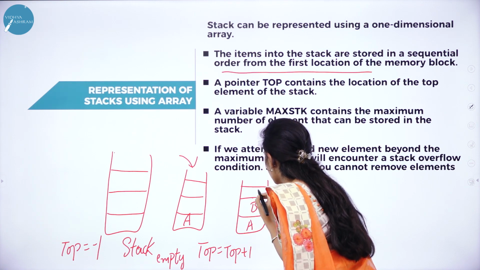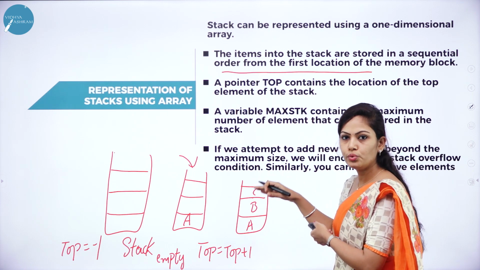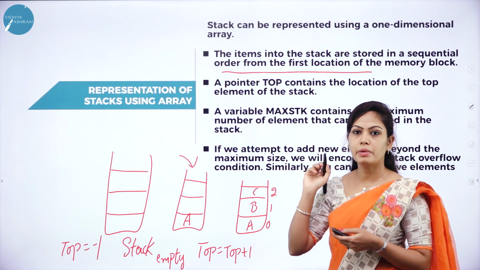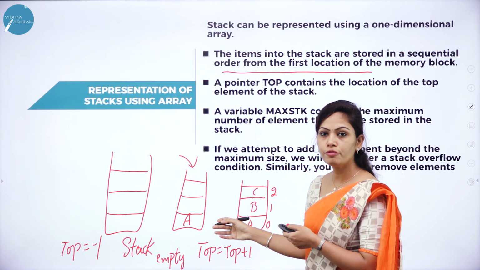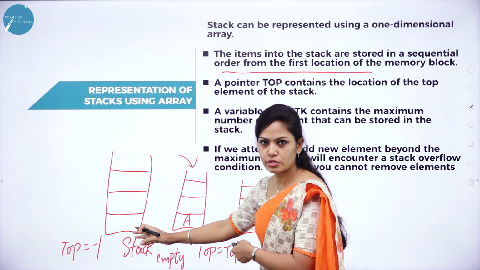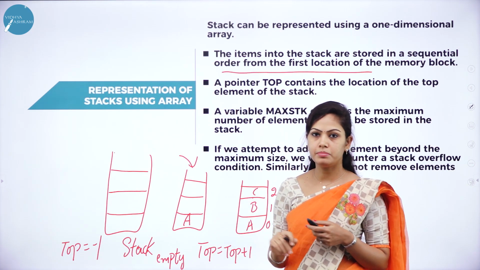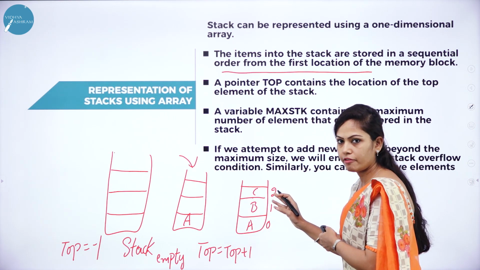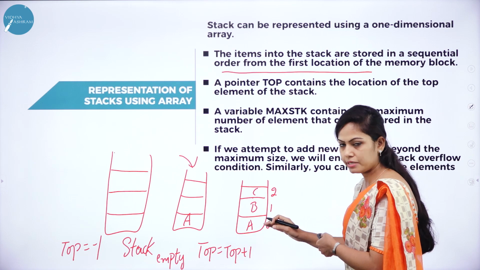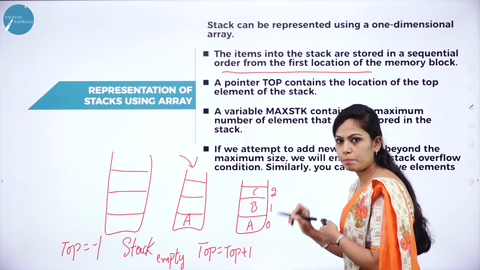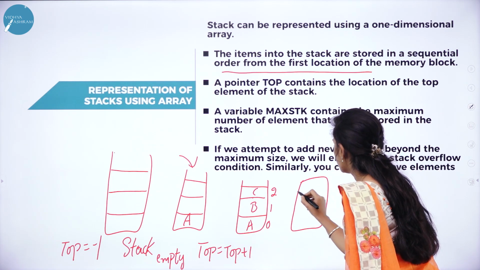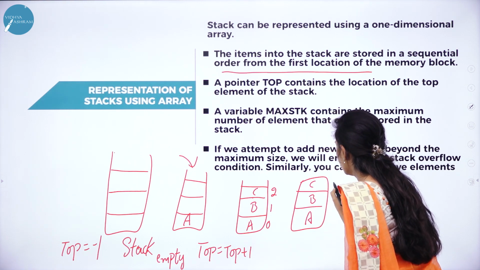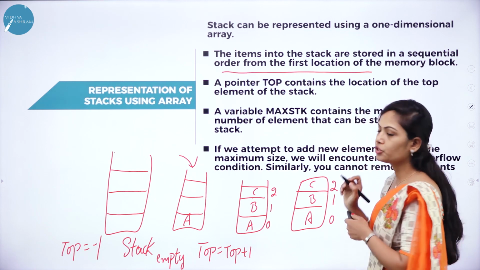I can add elements A, B, C. The index value is 0, 1, 2 up to max minus 1. So this is the representation of stack. Here there is no element in the stack, so the stack is empty, and here I am going to add elements. Here I have added 3 elements, A, B, C, each with top is equal to top plus 1. Index values are 0, 1, 2.